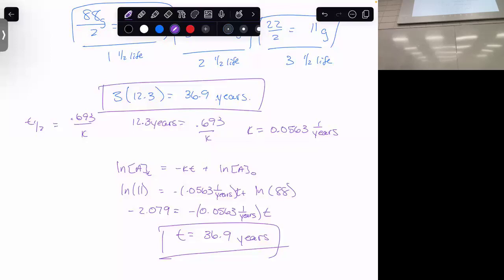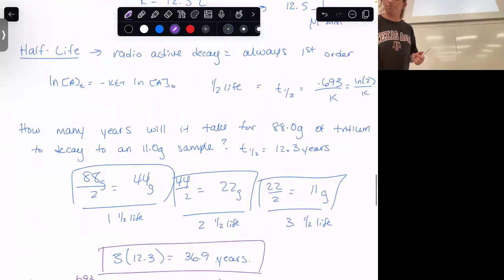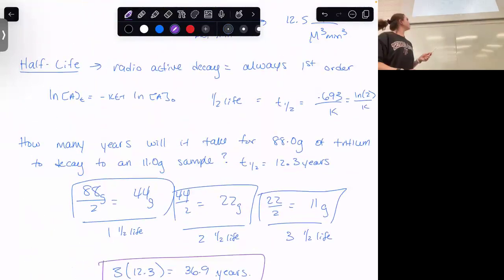Can you go up, please? Thank you. Can that help with half-life a bit? Any other questions on rates and whatnot? Does that help clear up some stuff? Yeah.